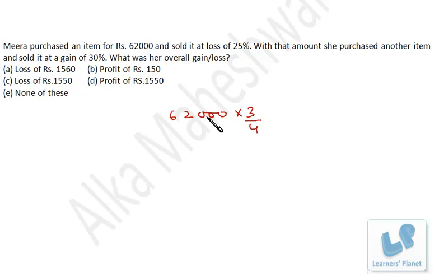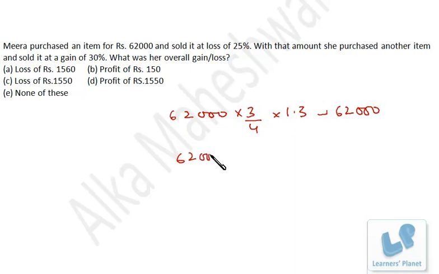That is 75% of the initial investment, right? Now she is selling this at a 30% profit, right? That means the selling price is 1.3 times of this, right? And we have to find her overall loss or gain. So she started with 62,000 and she has reached this amount. So if we deduct 62,000 from this, we'll be getting her overall loss or profit.